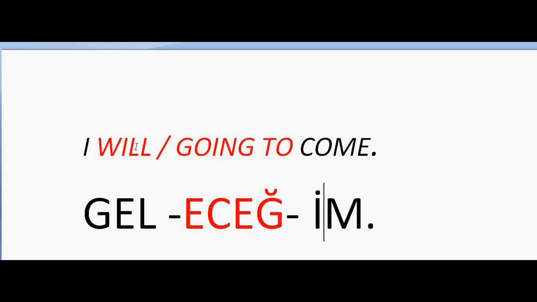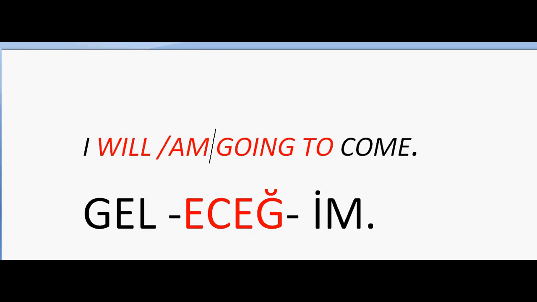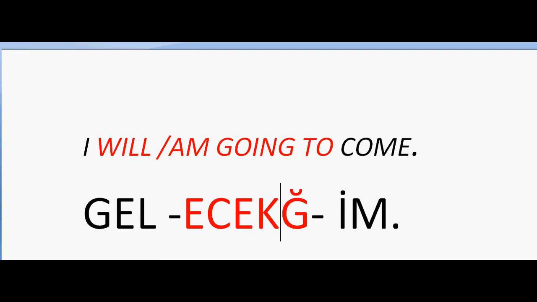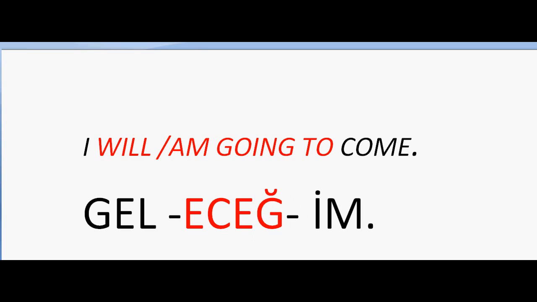For future tense, I will or I'm going to. I am going to come. So here, as I said, the base form of the verb is used first all the time, which is gel in this example. After that we use the suffix of future tense, which is normally ecek. I will show you here. But we don't say gelecekim, so we soften this K into a soft G. So here it means geleceğim. This is how it works in Turkish all the time.